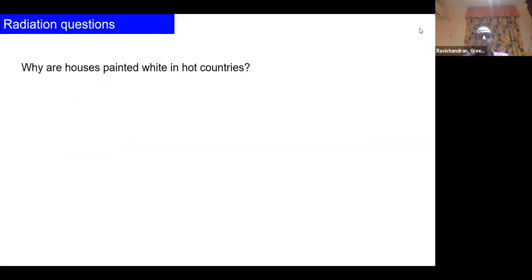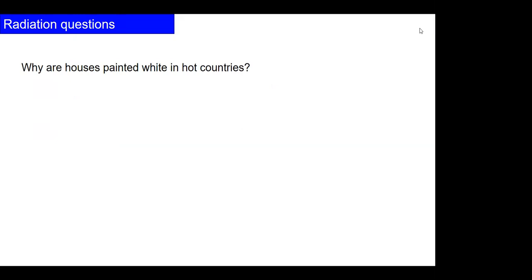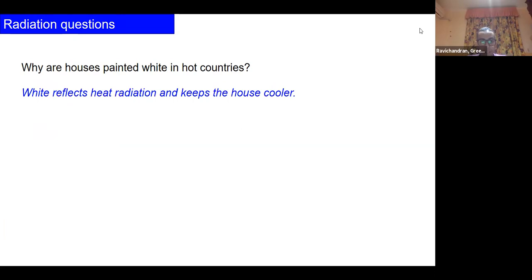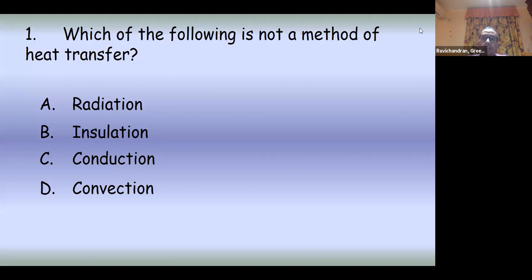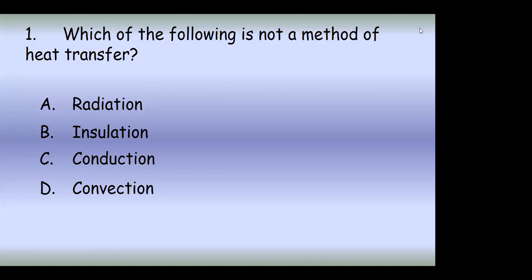Why are houses painted white in hot countries like Doha? Absorbs less heat. Yes, it is dependent on radiation. White reflects heat radiation and it keeps the house cooler. Which of the following is not a method of heat transfer? Insulation. Yes, exactly.